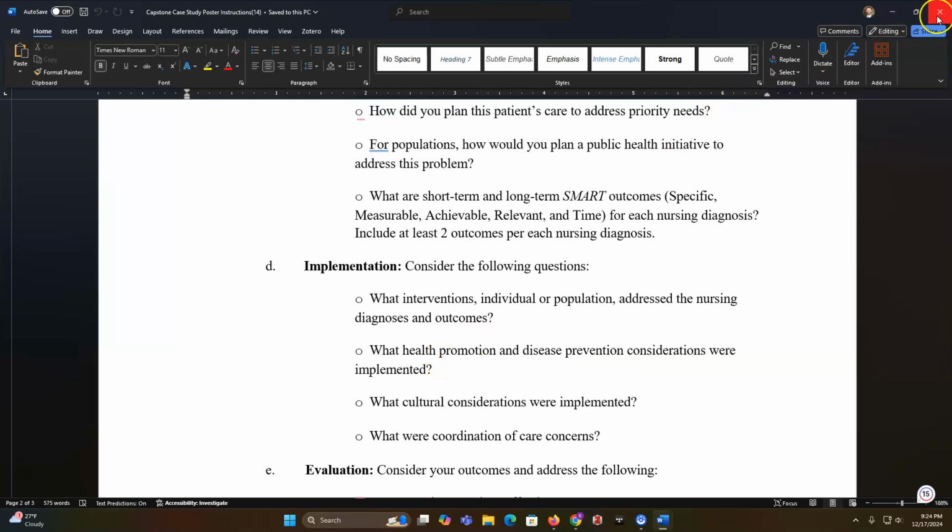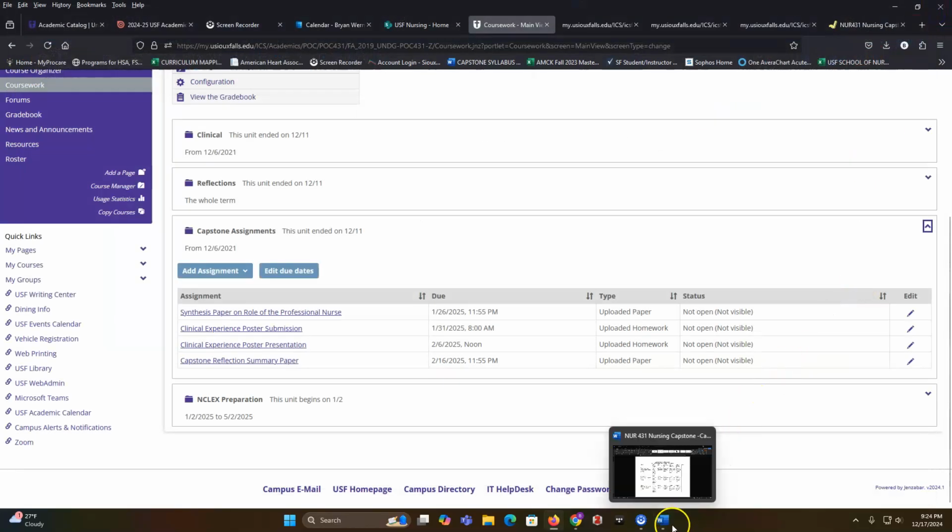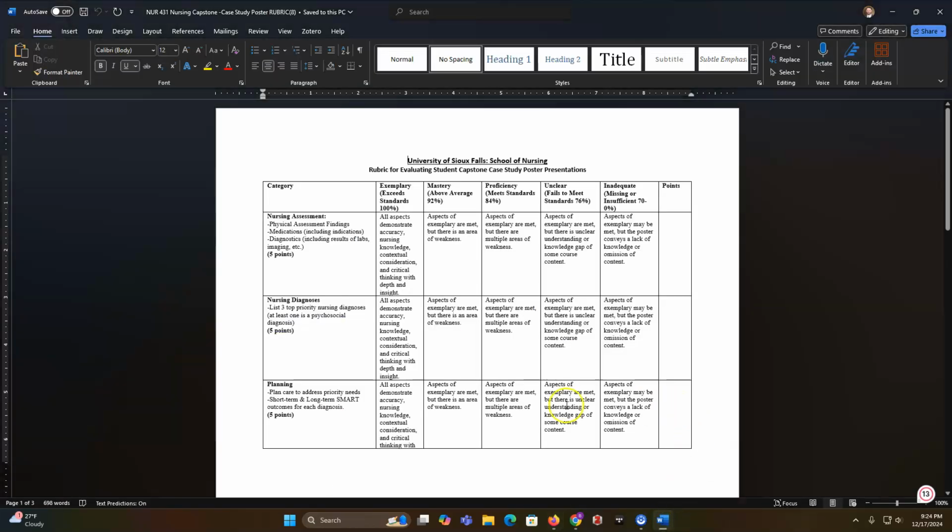Now, specifically looking at the grading rubric, this is your nursing assessment. Did you have a physical assessment? Did you document your medications and their indications? Why? Did we have the diagnostics on there, giving results? And for your presentation, I really want you to know what those results mean. So the hemoglobin was slightly high. Does that mean anything? Was that just an incidental finding? Did it have anything to do with your patient?